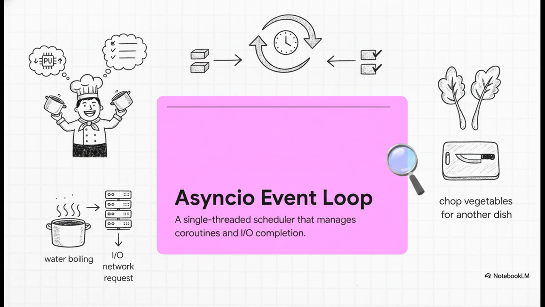While waiting for a slow task, say water boiling, or in code terms, an I/O network request, the chef doesn't just stand there doing nothing. No, the chef immediately pivots to chop vegetables for another dish. The event loop seamlessly polls for I/O completion and schedules waiting coroutines precisely when their data is ready. It handles massive concurrency without the heavy overhead of multiple threads.